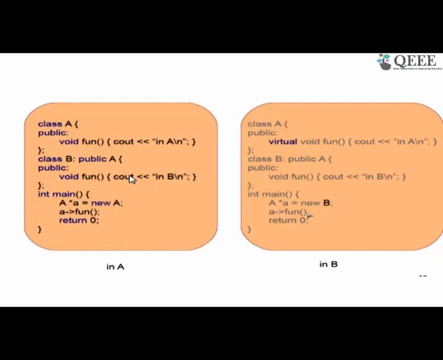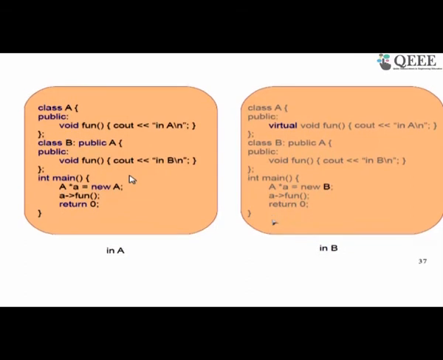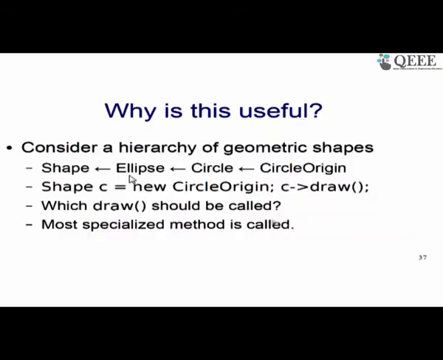When you want the base class pointer to point to the derived class object, I mean pointing is okay, but also invoke the functions of the derived class, at that time you need to have virtual functions. So that is what I have discussed on slides 35, 36 and 37. And why is this useful is because you might have a base class like shape, from which you can have further derivations, for example ellipse, circle and circle origin, circle at the origin and so on.